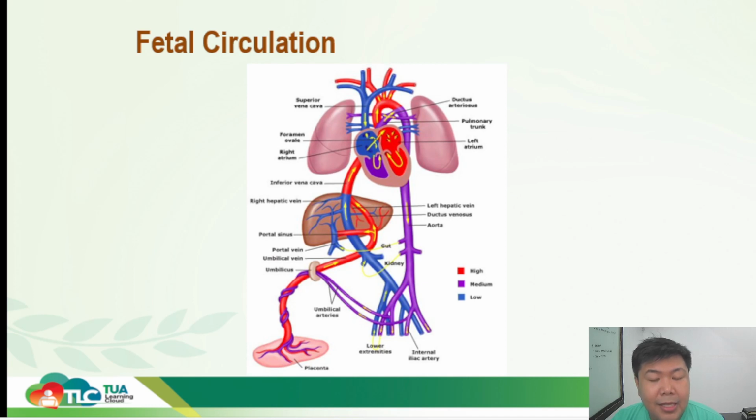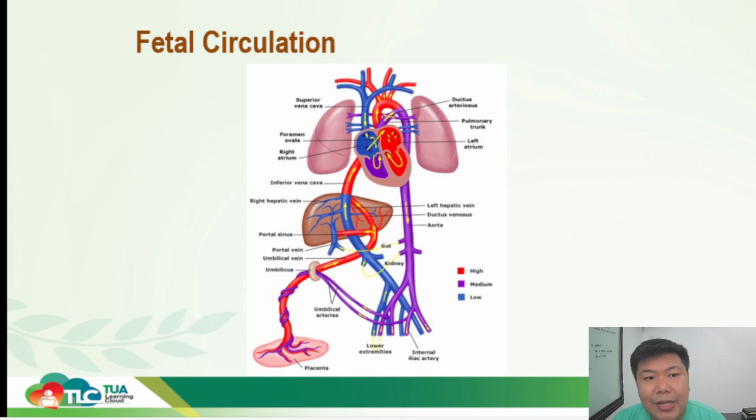Now, some of that blood will still enter the right atrium and then the right ventricle. From the right ventricle, some of that blood will then enter the pulmonary trunk. But since there are no lungs to go to, there is no oxygen in the lungs, blood from the pulmonary trunk will be brought to the aorta via a bridge called ductus arteriosus. Again, blood from the right atrium will mix with the oxygenated blood from the inferior vena cava.